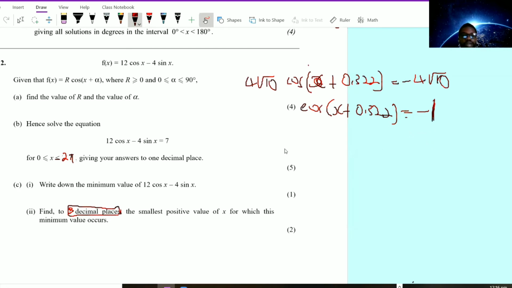And of course, they're interested in the positive values of x. So I can simply just recall the cos graph. And drawing the cos graph is pretty straightforward. We'll go up by, let me say, this is pi over 2. This is pi. This is 3 pi over 2. This is 2 pi.